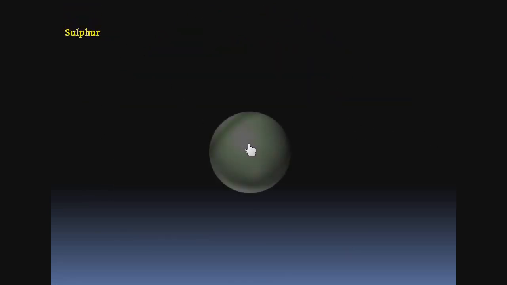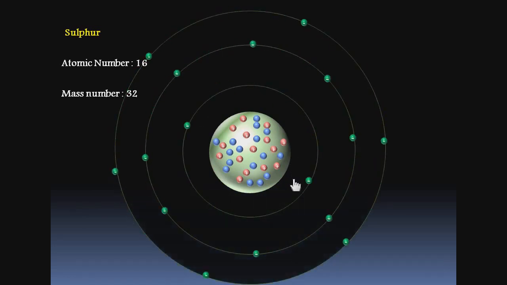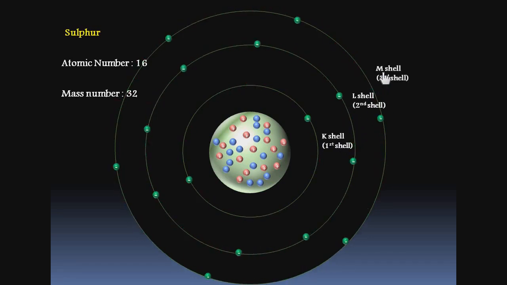The next element is sulfur. It has 16 protons, so atomic number is 16. 16 neutrons, so mass number is 16 plus 16, 32. And it has 16 electrons, 2 in the K shell and 8 in the L shell, 6 in the M shell. The outermost shell is M shell, that is the valence shell. The number of valence electrons is 6.